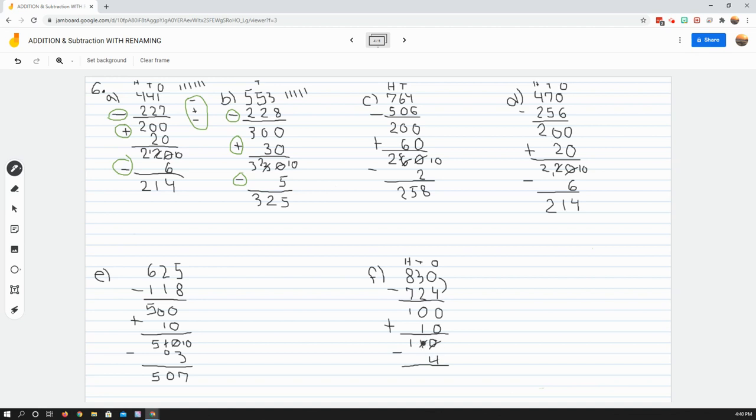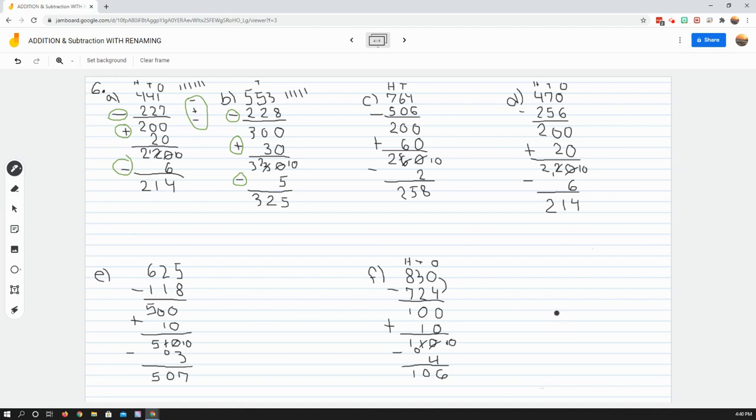He's no longer going to have 1. He's going to have 0. He's no longer going to have 0. He's going to have a 10 because I borrowed a 10, right? So now I get to subtract. If I have 10 and I take away 4, I'm going to be left with 6. I'm going to drop that 0 and I'm going to drop that 1 because I'm not subtracting anything. So the answer is going to be 106.